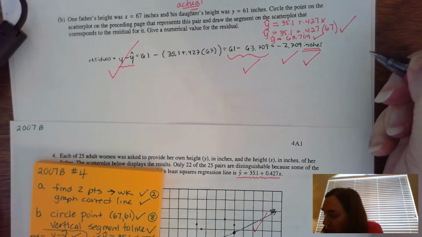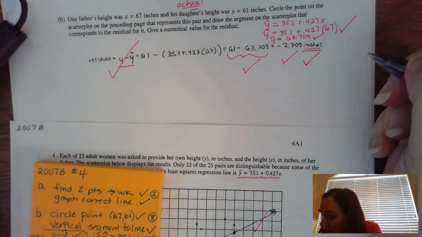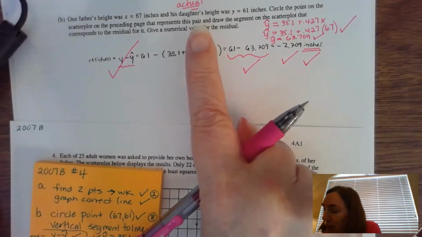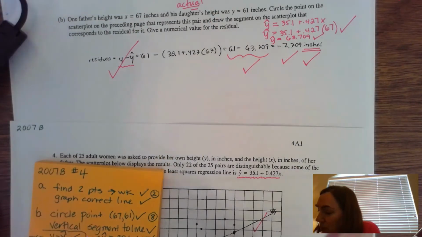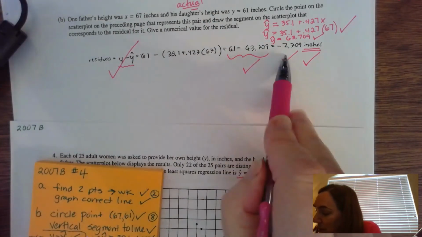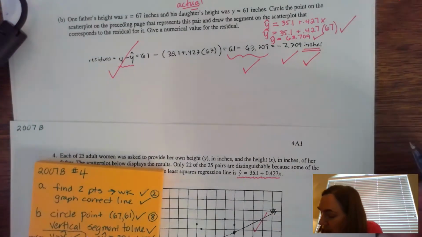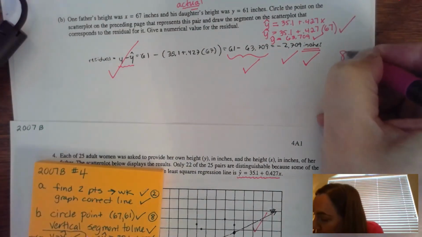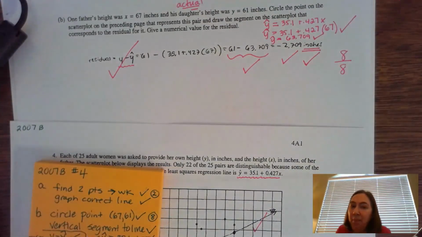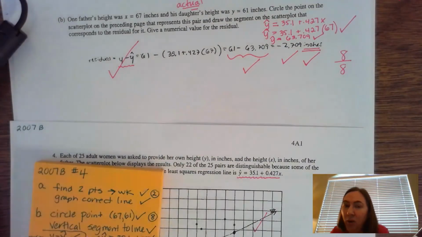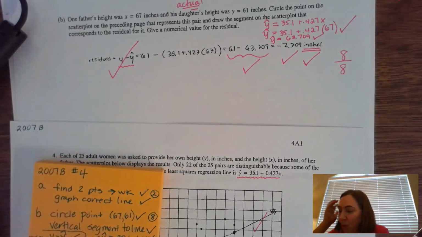So for this particular problem, there are a bunch of different checks right here. Okay? There is a check mark for circling, a check mark for the vertical line representing the residual. That's 2. And that means 3, 4, 5, 6, 7, 8. There are 8 checks right here. My person got 8 out of 8. They didn't do it exactly how I would have done it, but if you look at their work, they do get all the points that I'm looking for. So this one is worth 8 points.